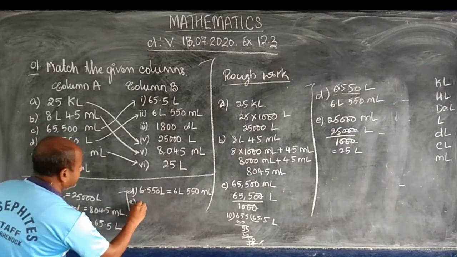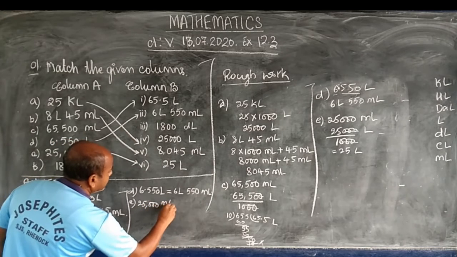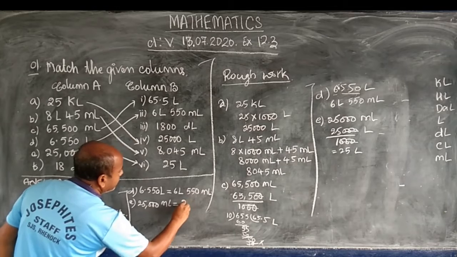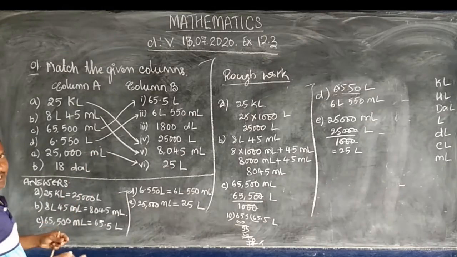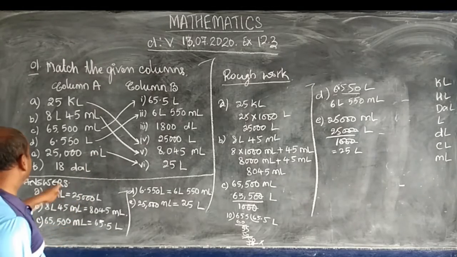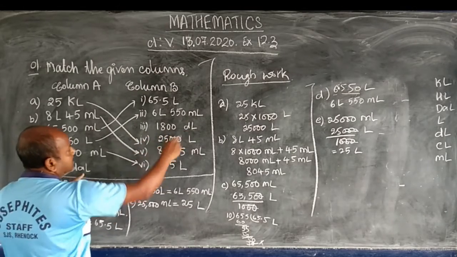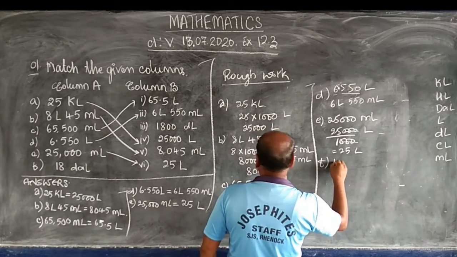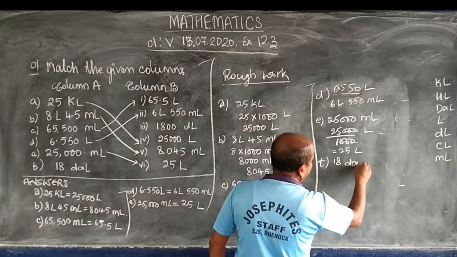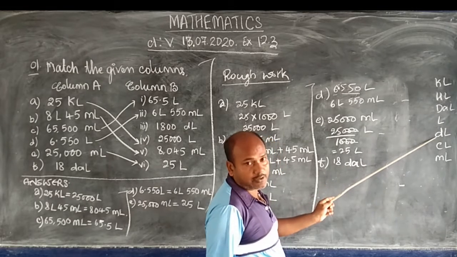And in the fair copy you can write 25,000 milliliter is equal to 25 liter. And the last one, actually only one page is left, so you can directly match, but let us show the work. 18 decaliter is to be converted into deciliter. 18 decaliter, you are converting it into deciliter.